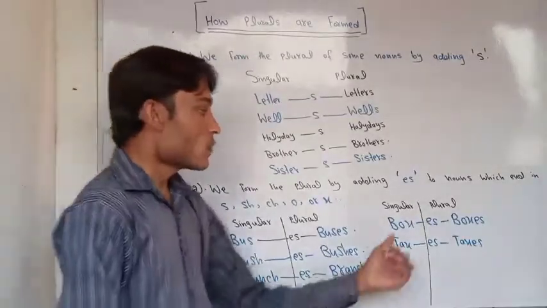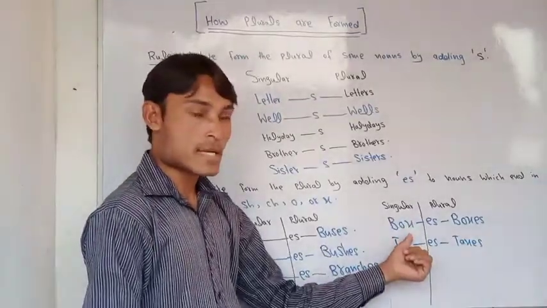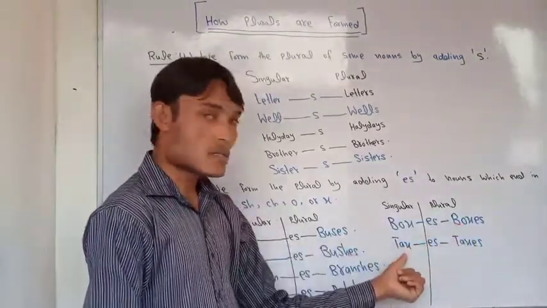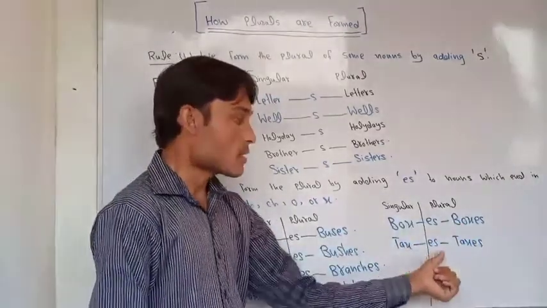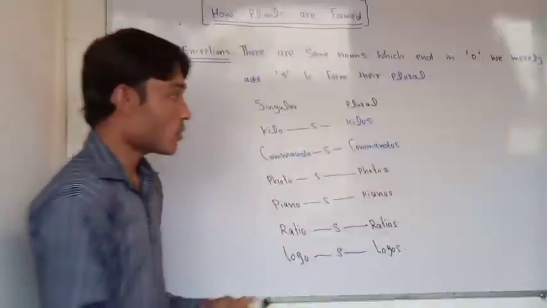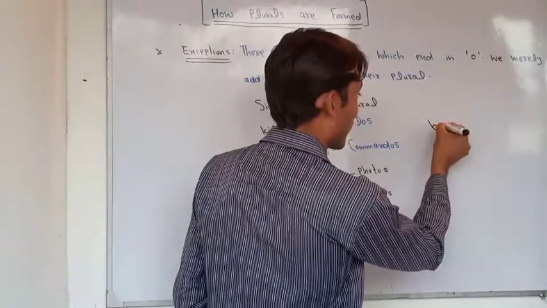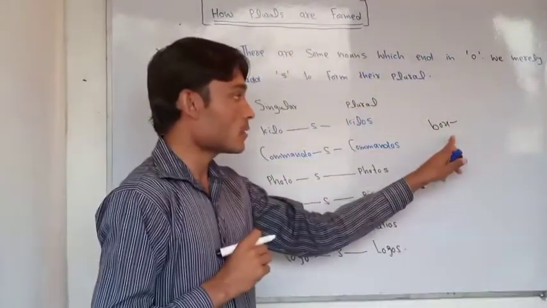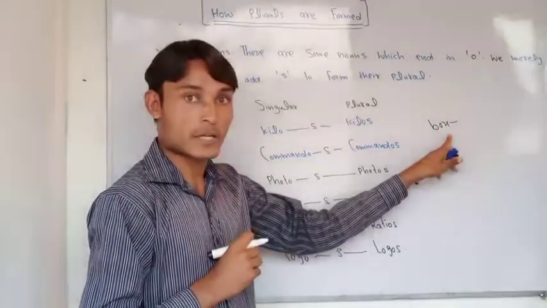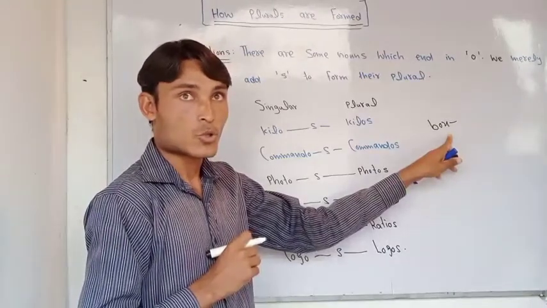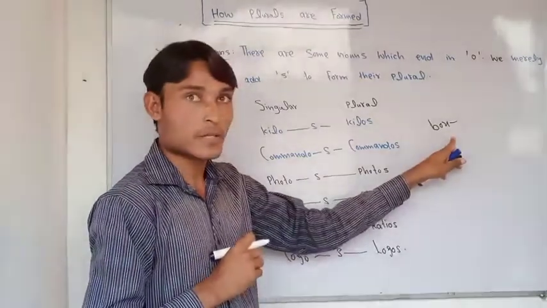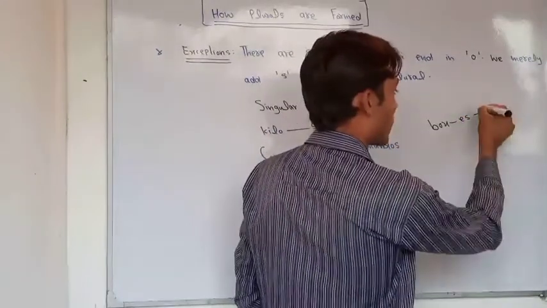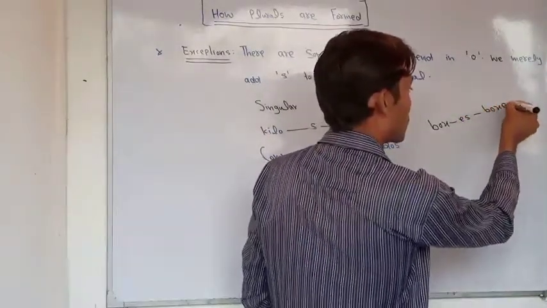Next one we have box. So there is x. So we add es and boxes. And text, we add es and texts. Box. If we look at the word, the noun ends in x. Before this we discussed that we add simply es to convert from singular to plural. We write here boxes.